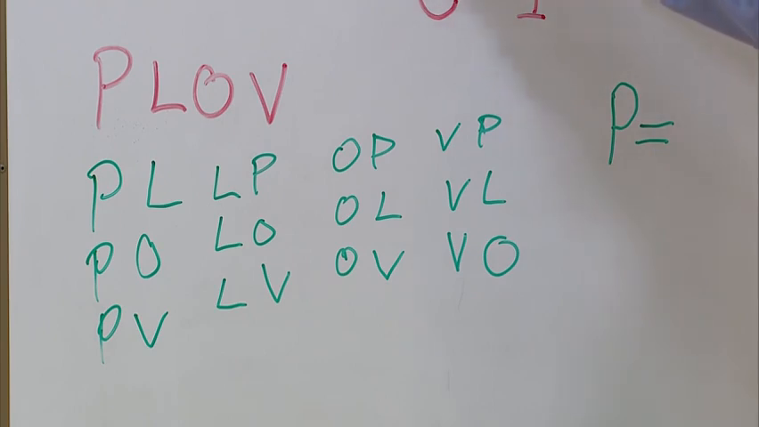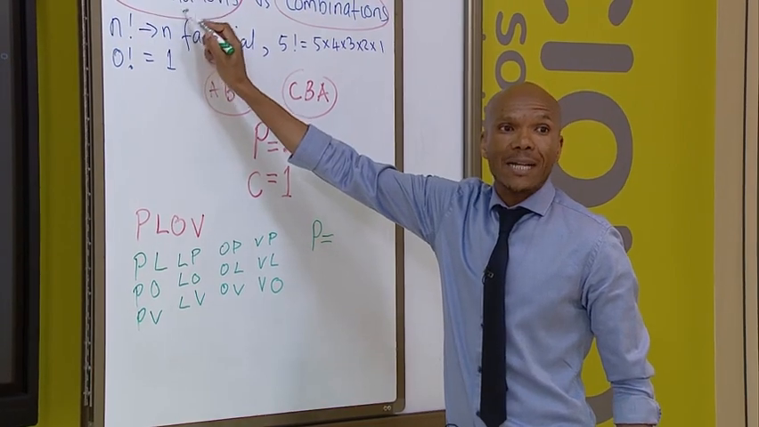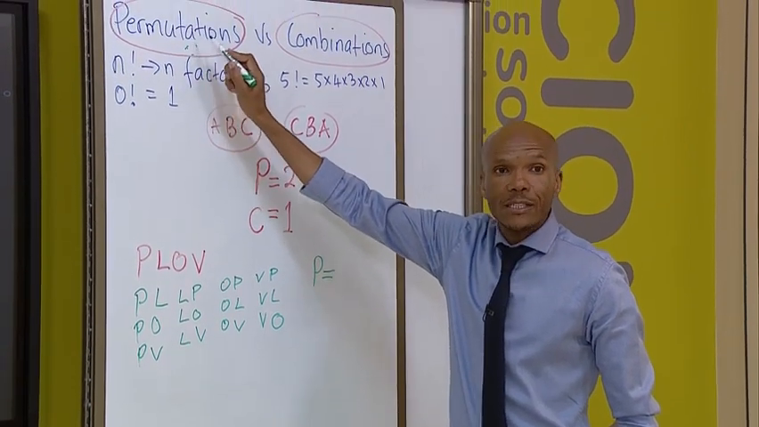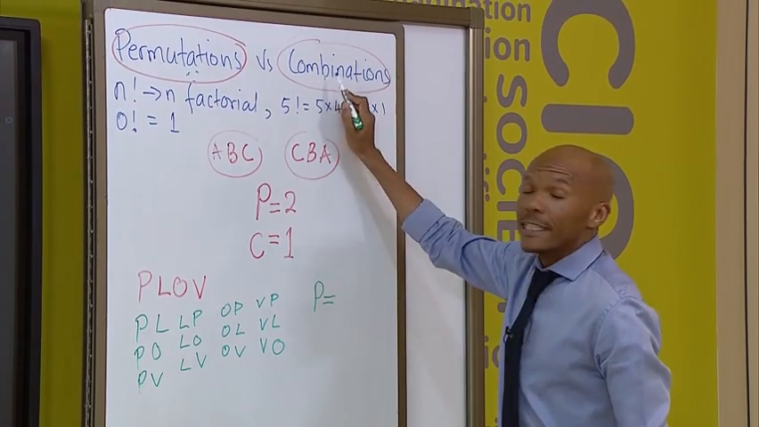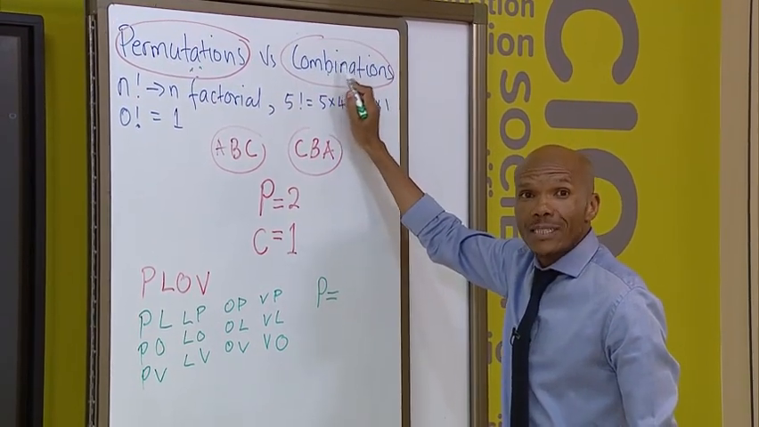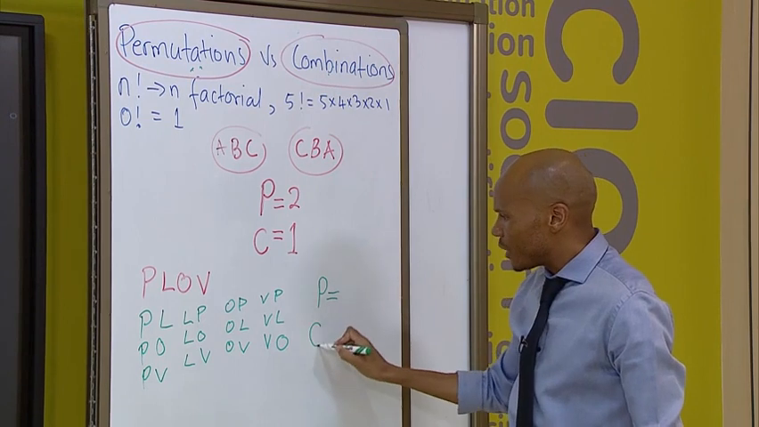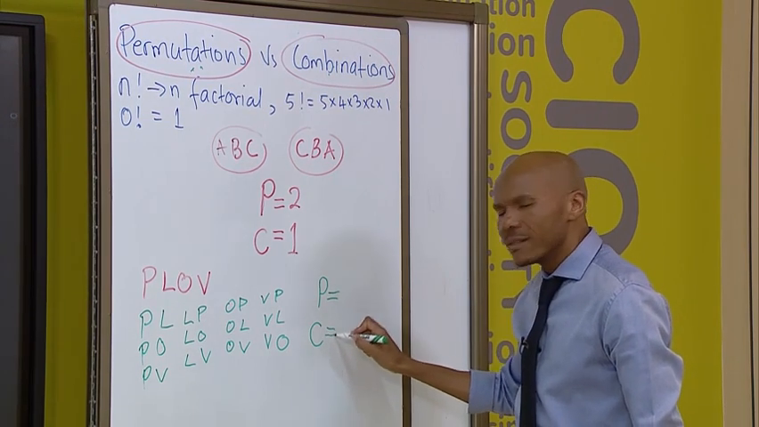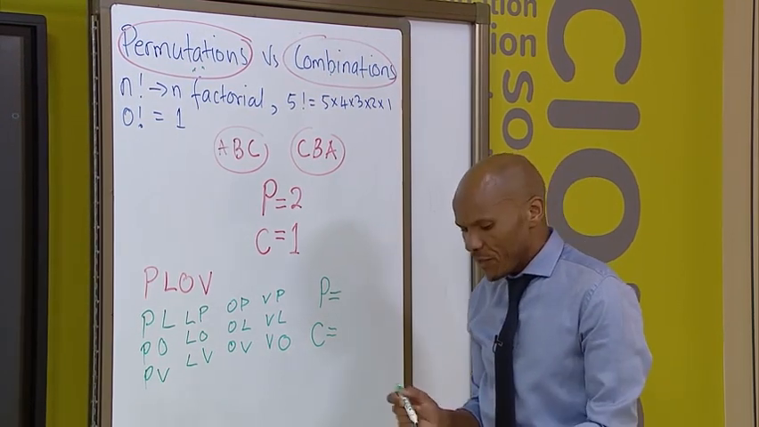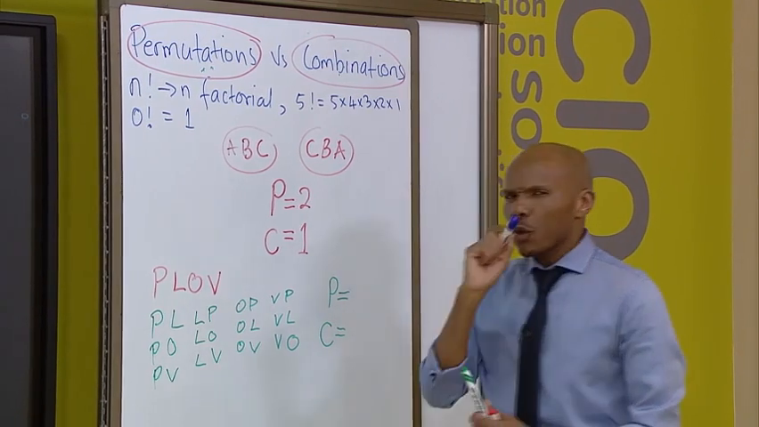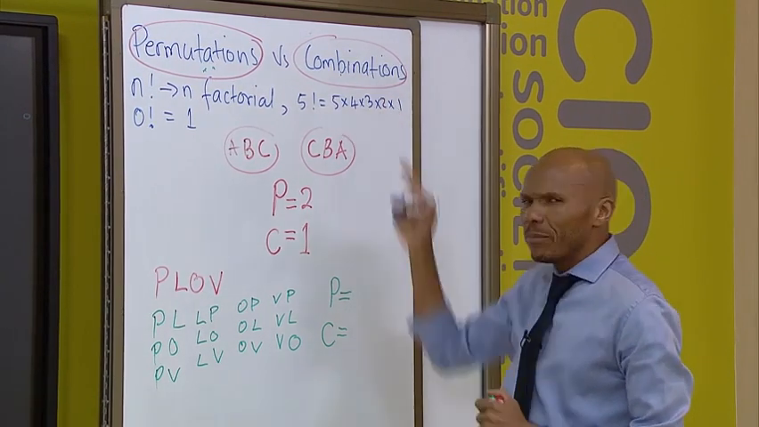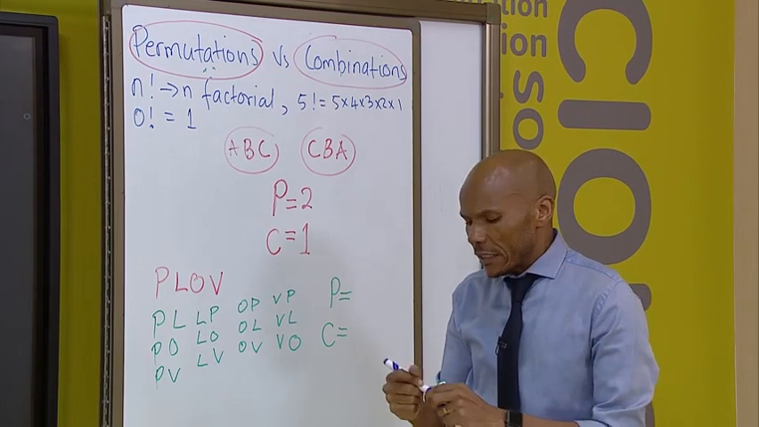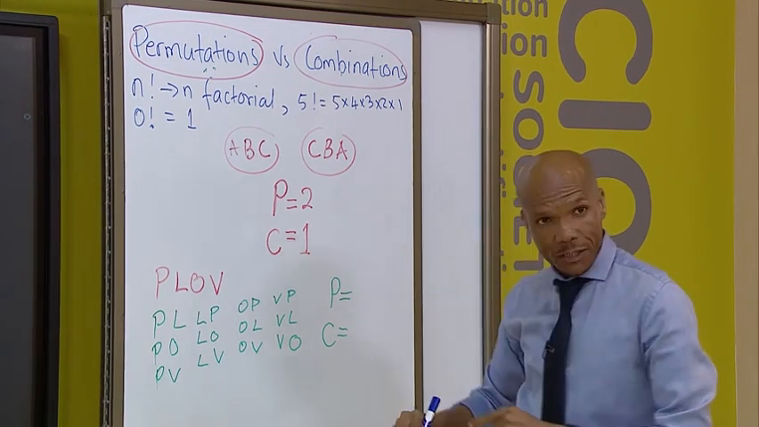And here we said the order does matter. The order matters. And here the order does not matter. So let's go to combination. How many combinations are we having? Okay, let's look at that. So in this case, because we said in combination, the order does not matter.